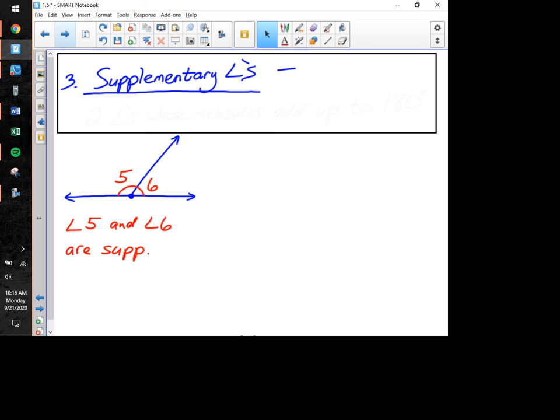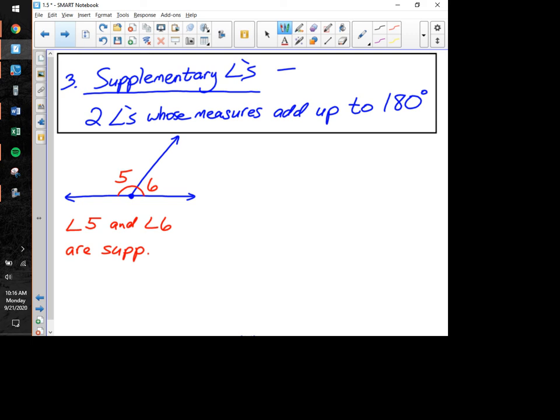If you were not getting enough vitamins from your diet, or maybe had some type of medical condition, your doctor might prescribe supplements, basically vitamin pills that you can take. Supplements are helping you out and getting you towards a larger goal, and that's what, I lost my definition there, that's what supplementary angles do. Now, just like complementary angles, these don't have to be adjacent.